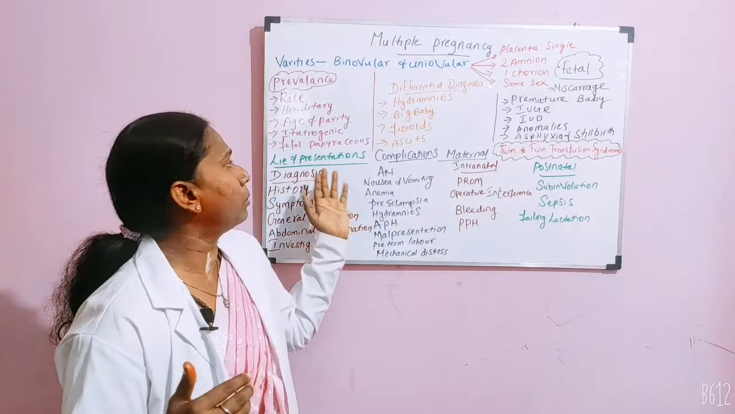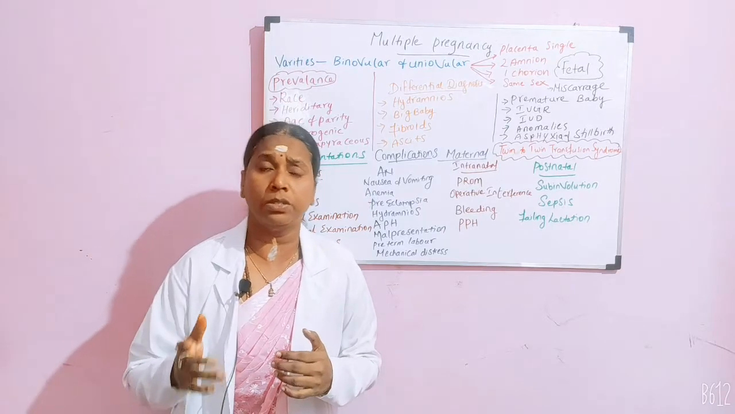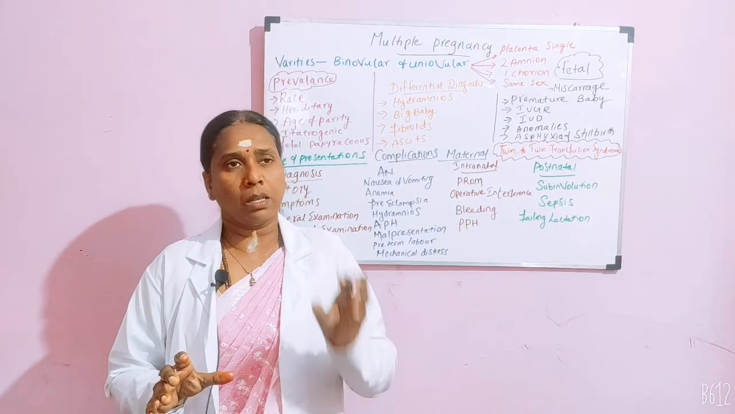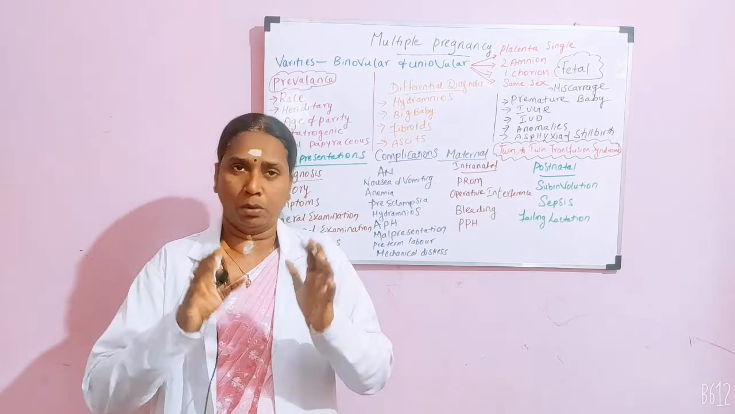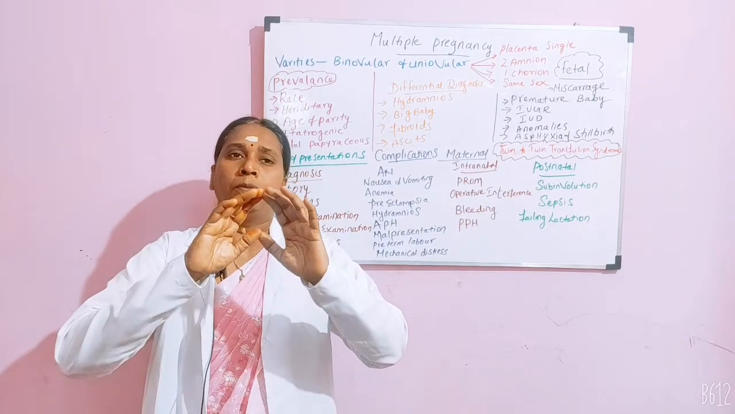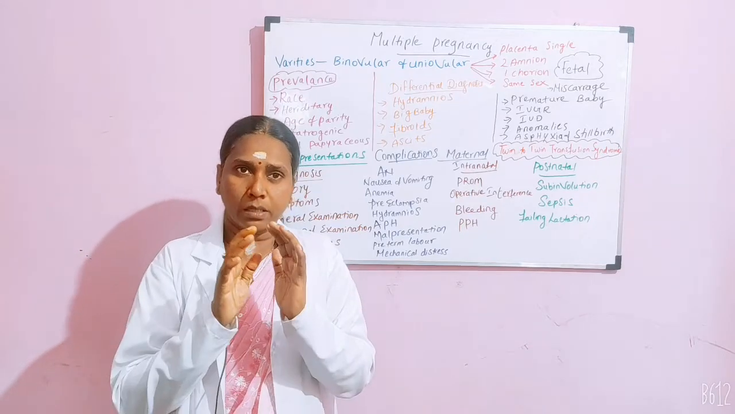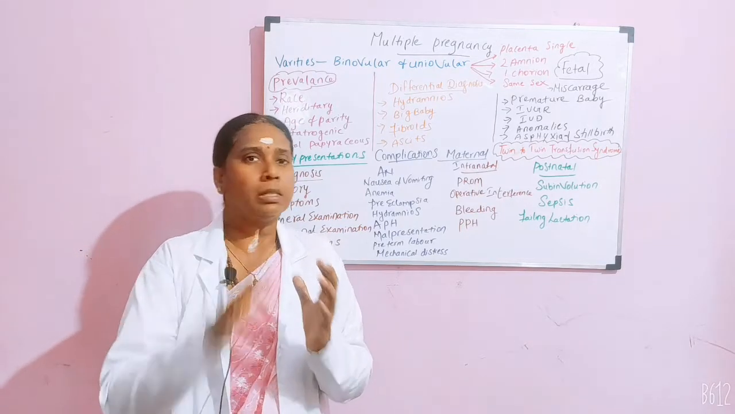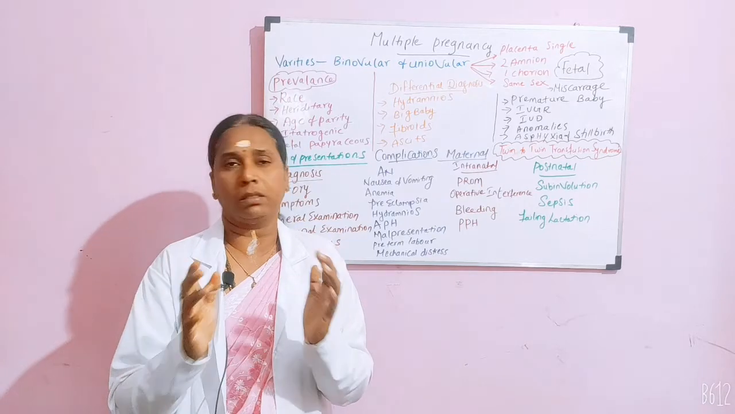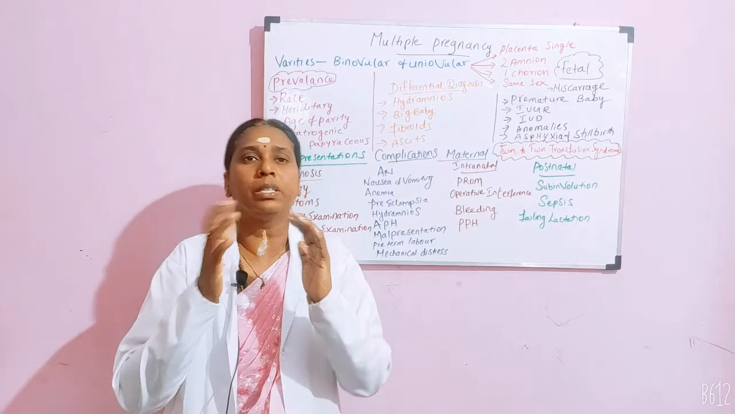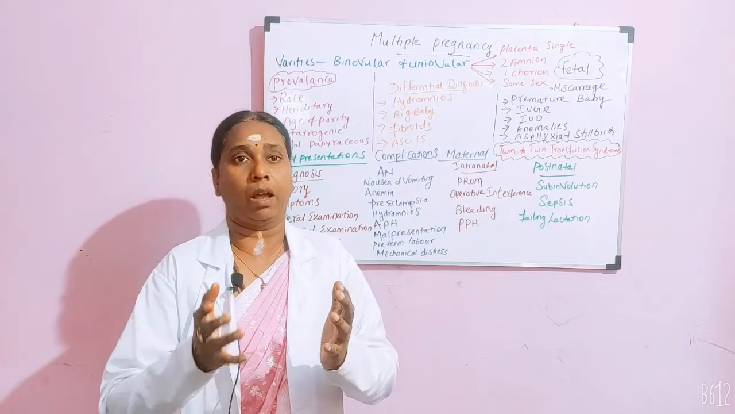And then when we come to the lie and presentations during multiple pregnancies. So in a multiple pregnancy, you have two fetuses. You know the uterus is qualified to have a single fetus. So the capacity is like that. Now, in case it is a twin pregnancy, the uterus gets adjusted according to the need.